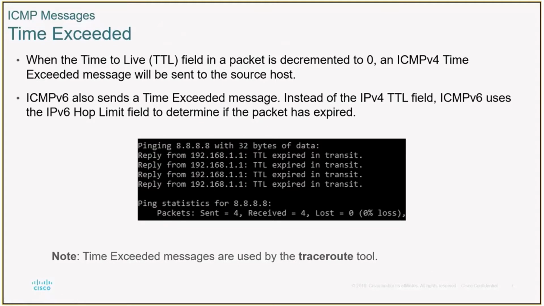Okay, so time exceeded. When the time to live field in a packet is decremented to 0, an ICMP version 4 time exceeded message will be sent to the source host. ICMP version 6 also sends time exceeded messages. Instead of it being the TTL field, it uses the hop limit field, but the end result is exactly the same thing. And so note the time exceeded messages are used in traceroute. I've explained that in the past, haven't I? Yeah.